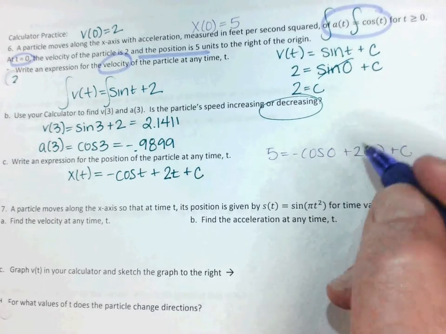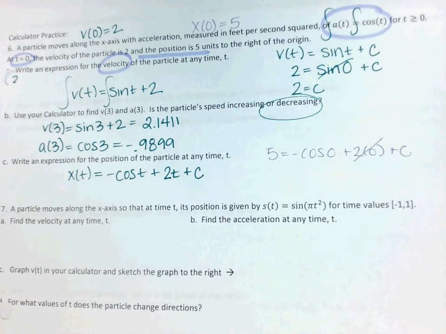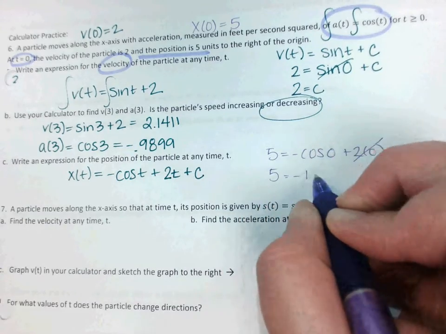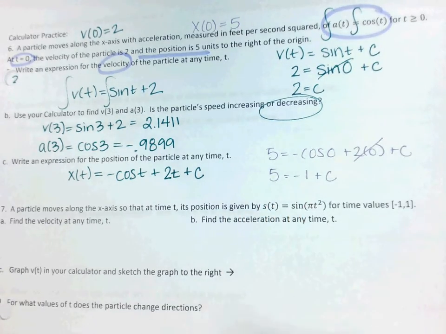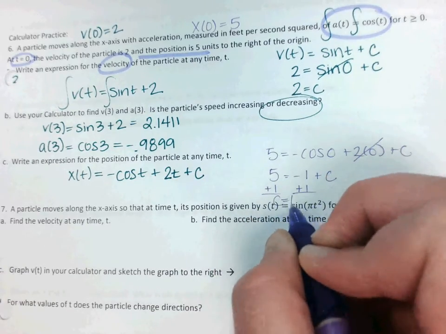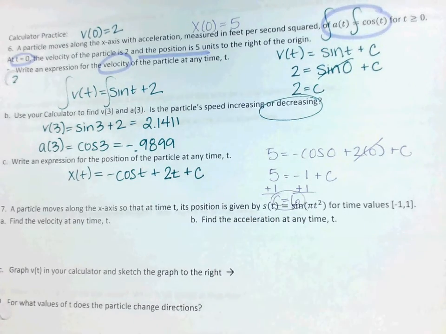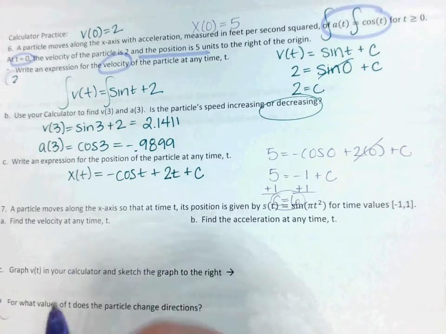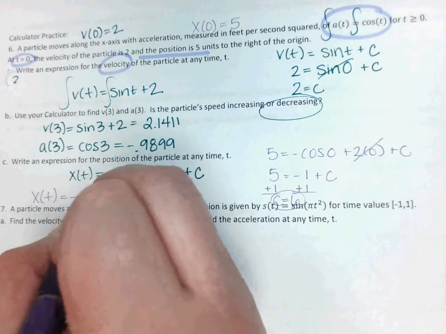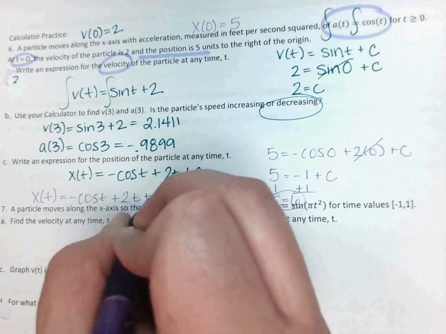Well, 2 times 0 goes away. What's the cosine of 0? 1. So I have 5 equals negative 1 plus c. Then add your 1 across. C has to be 6, because you're adding it. And so then I would just come over here and adjust my equation. Remember, you can just cross it out if you want to, especially since it's homework.